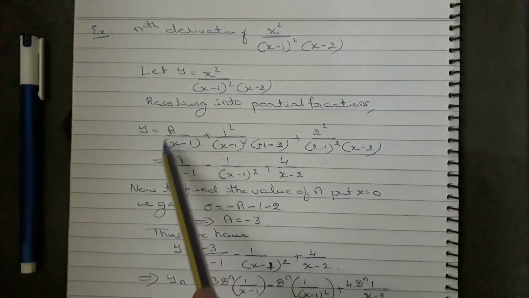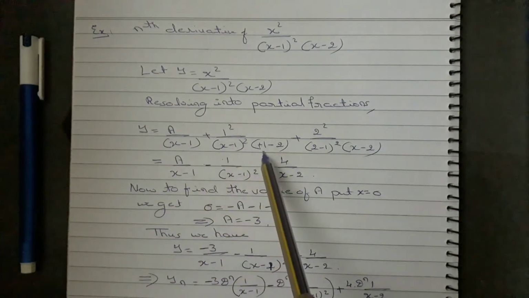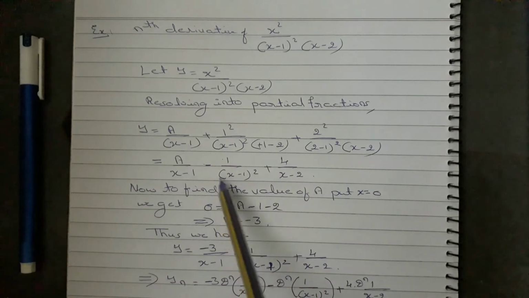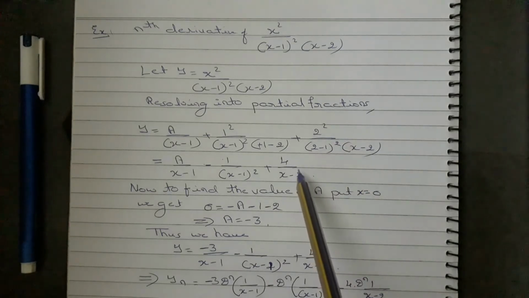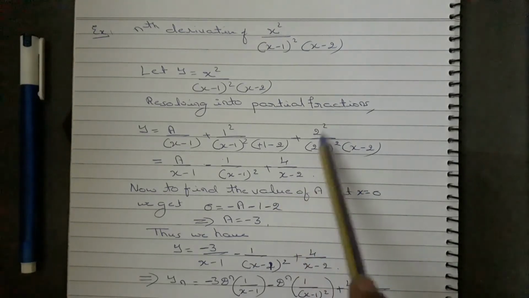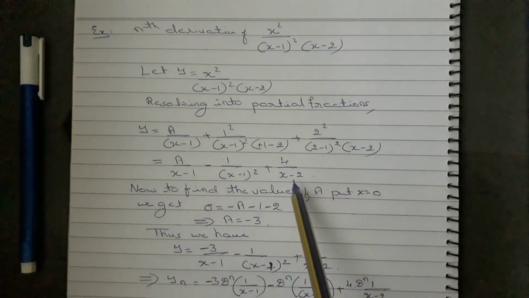So now we can write this as a divided by x minus 1, minus, it is 1 minus 2, which becomes minus 1, so minus 1 divided by (x minus 1) whole square, plus 2 square means 4, and 2 minus 1 is 1, so we're getting here 4 divided by x minus 2.